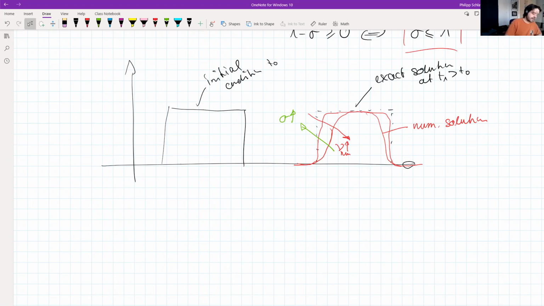Okay, with this, I would like to stop for today. Tomorrow, we will continue with trying to see whether there are ways around having this quite strong numerical diffusion. But that is something we look at next time.